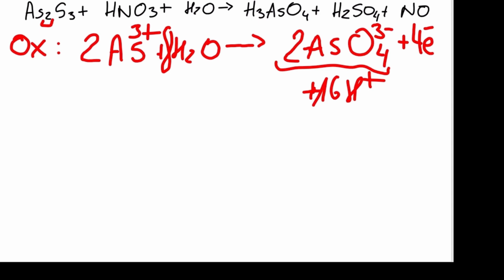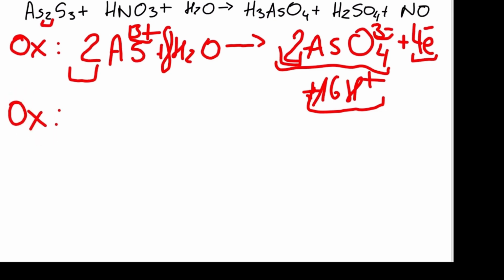The net charge on the left side is equal to plus 6. 2 times 3 plus gives us 6 plus. On the right side, the charge is 2 times 3 minus, which gives us 6 minus, plus 4 minus gives us 10 minus. 10 minus plus 16 plus gives us 6 plus. Okay, so the charge is correct.